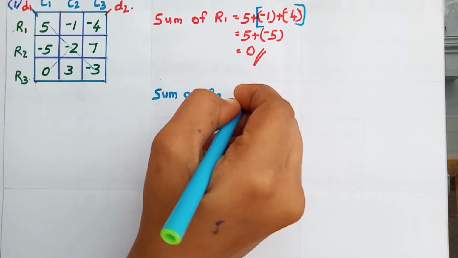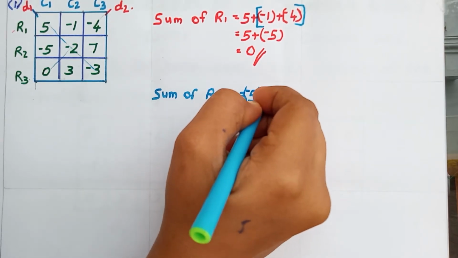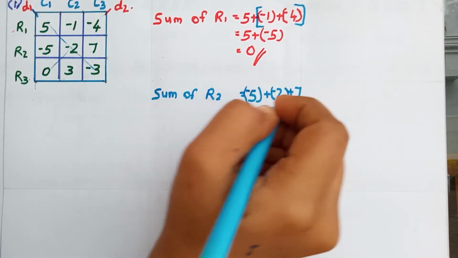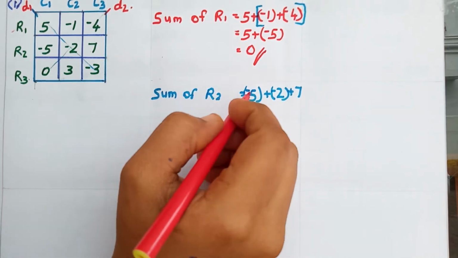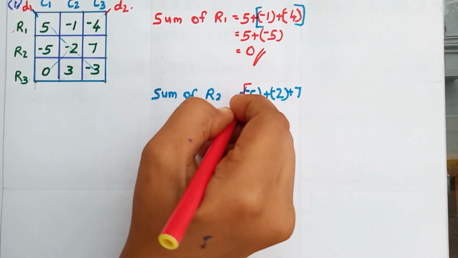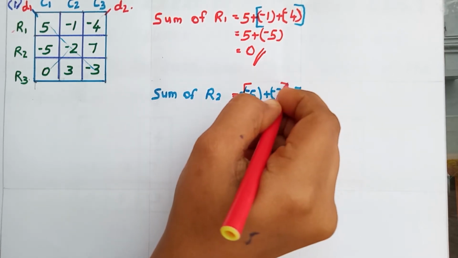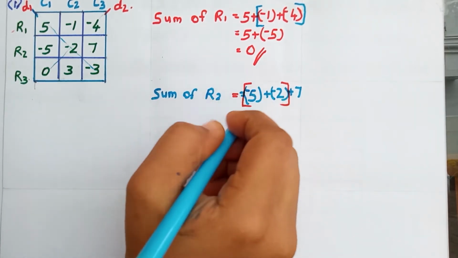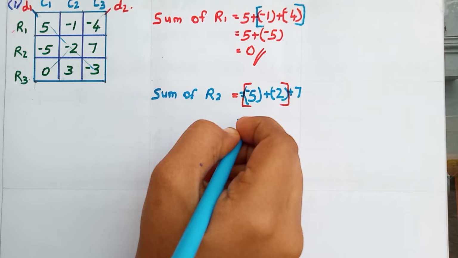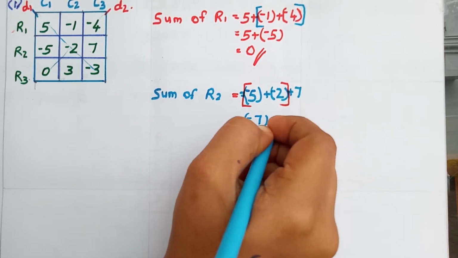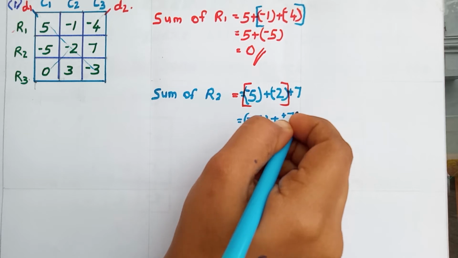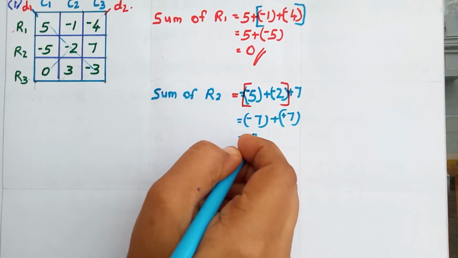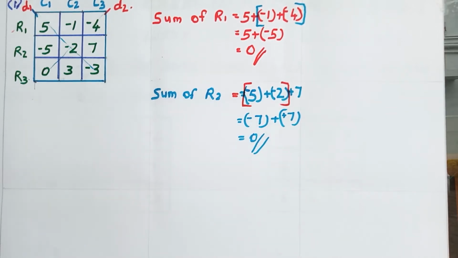Now R2: -5 plus -2 plus 7. Keep -5 and -2 in a bracket because both are negative numbers. Then adding these two negative numbers, we will get -7, and the remaining number is positive 7. Adding -7 and +7, we will get 0 as the answer.